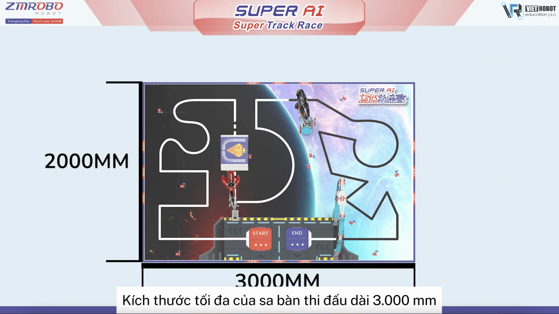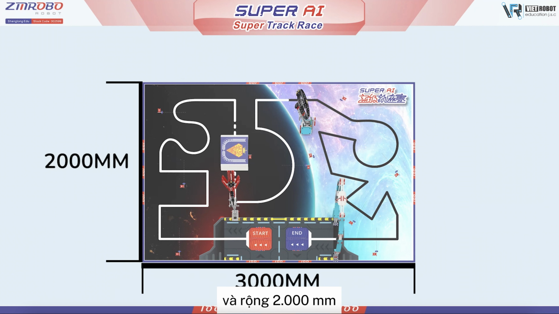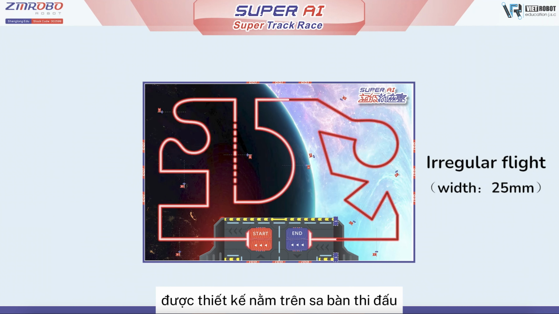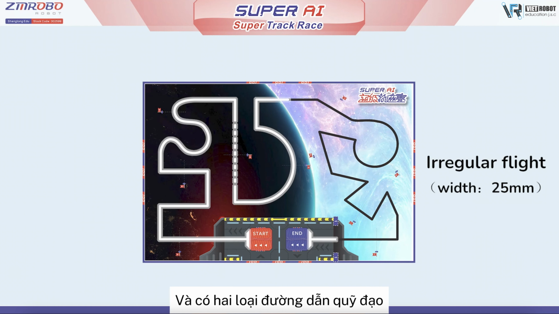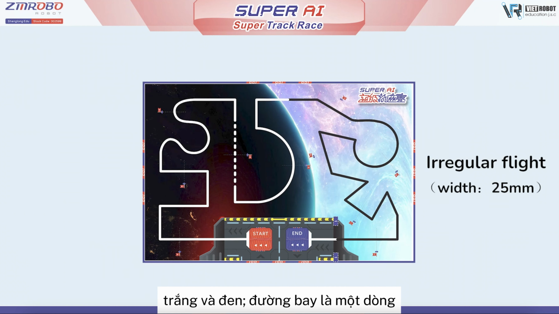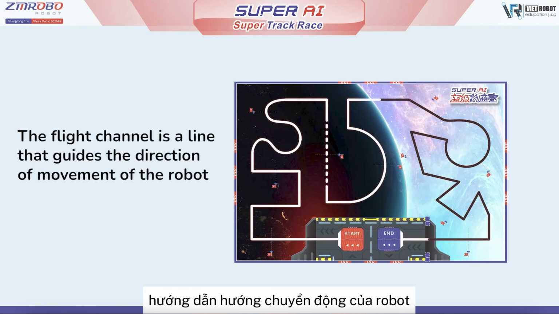The maximum field size is 3,000 mm long and 2,000 mm wide. There is an irregular flight channel distributed in the field, which is mainly composed of a track line with a width of 25 mm. There are 2 types of trajectory lines, white and black. The flight channel is a line that guides the direction of movement of the robot.